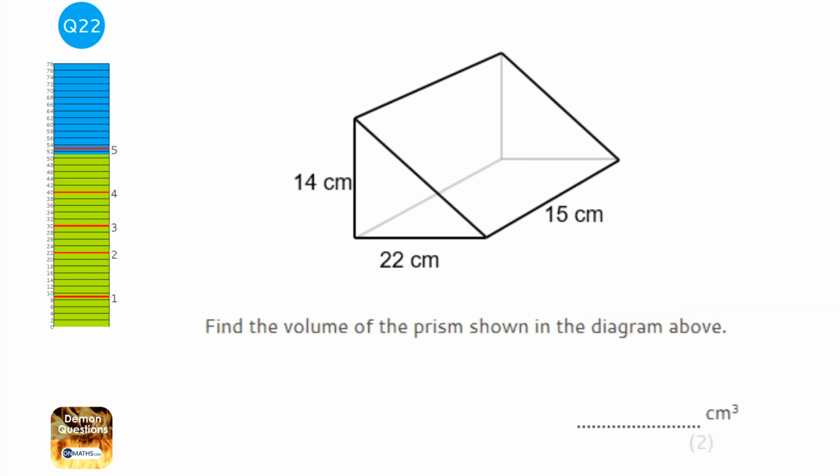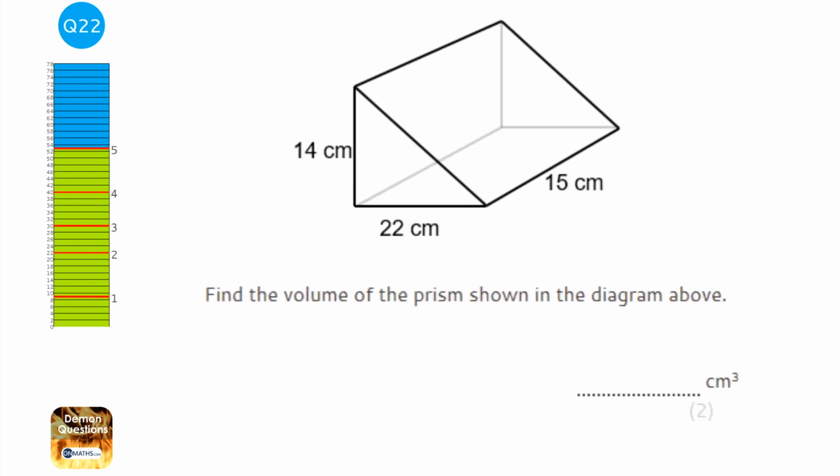So to work out the volume of a prism, we work out the area of the cross-section and we times it by how 3D the shape is, which we call the length. So we're going to work out first of all the cross-section area.